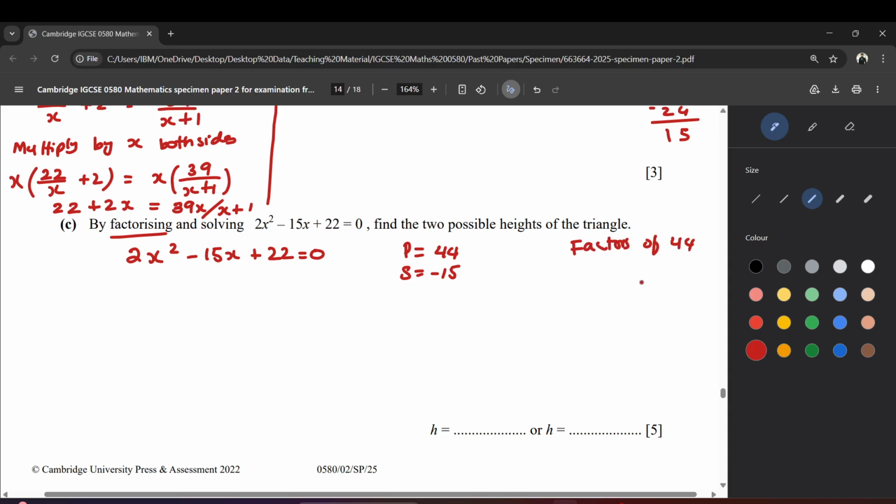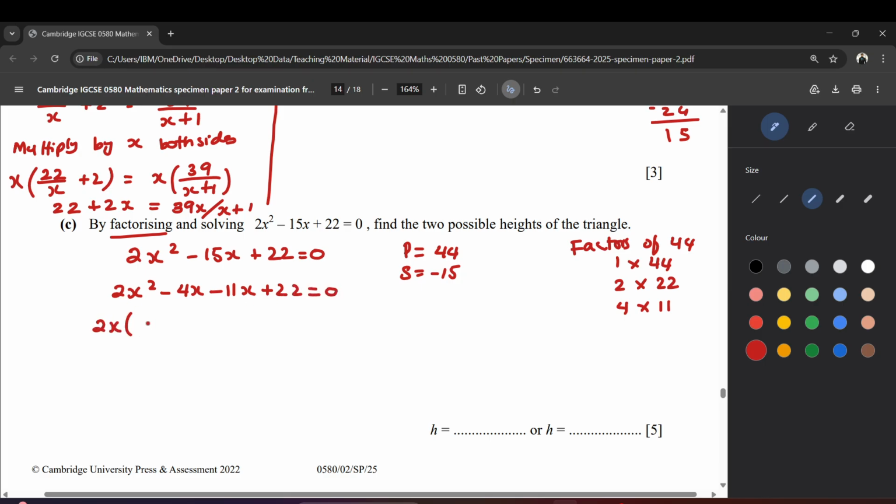Factors of 44. So 1 times 44, 2 times 22. 44 does not occur in 3 table, it is in 4 table. 4 multiplied by 11. So if you look over here, if I use minus 4 and minus 11, when you add them, you'll get minus 15. When you multiply them, you get positive 44. So therefore, 2x squared minus 4x minus 11x plus 22 equals to 0.